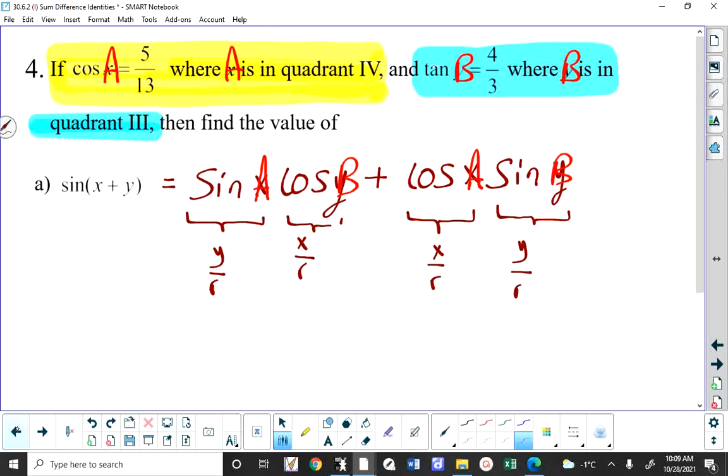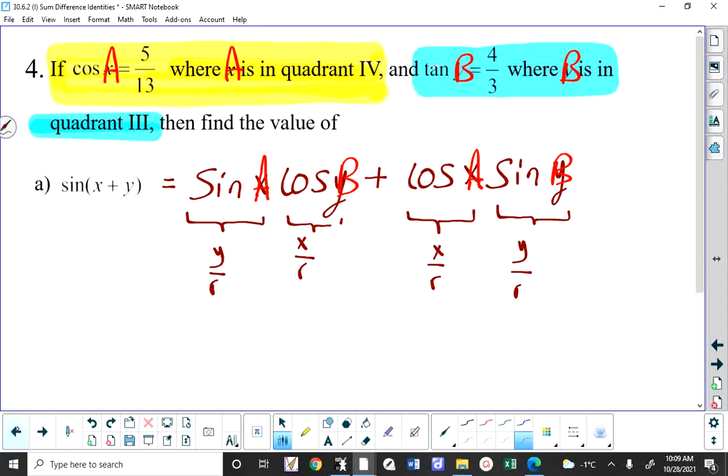But here's what you need to do now. You need to find x, y, and r for angle A. And you need to find x, y, and r for angle B. And every time I prepare this unit, I want to change the x and the y in the question to A and B, but I don't because they don't do that on the diploma exam.